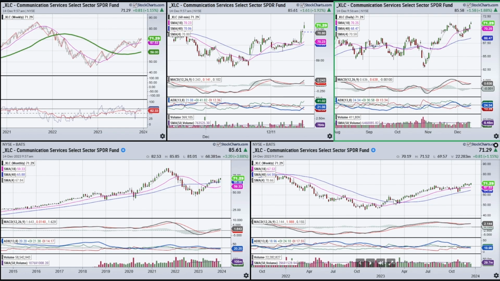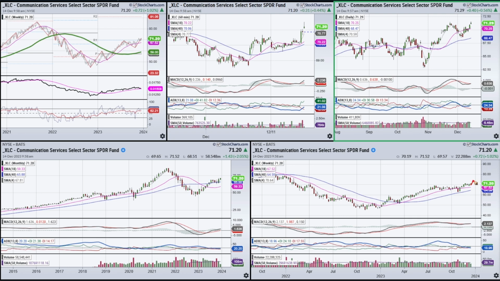All right, let's look at XLC. Now, this is one that really had a great year in 2023. It's been a leader. Now, we're making a new high here without confirmation right now. It's premature. It's not divergence yet, because we kind of want to see if what we need is a reversal here. If we were to reverse here and come back down through the 18, then I would say, okay, we have divergence. Because we are at a new high here, and this is not confirming at this point.